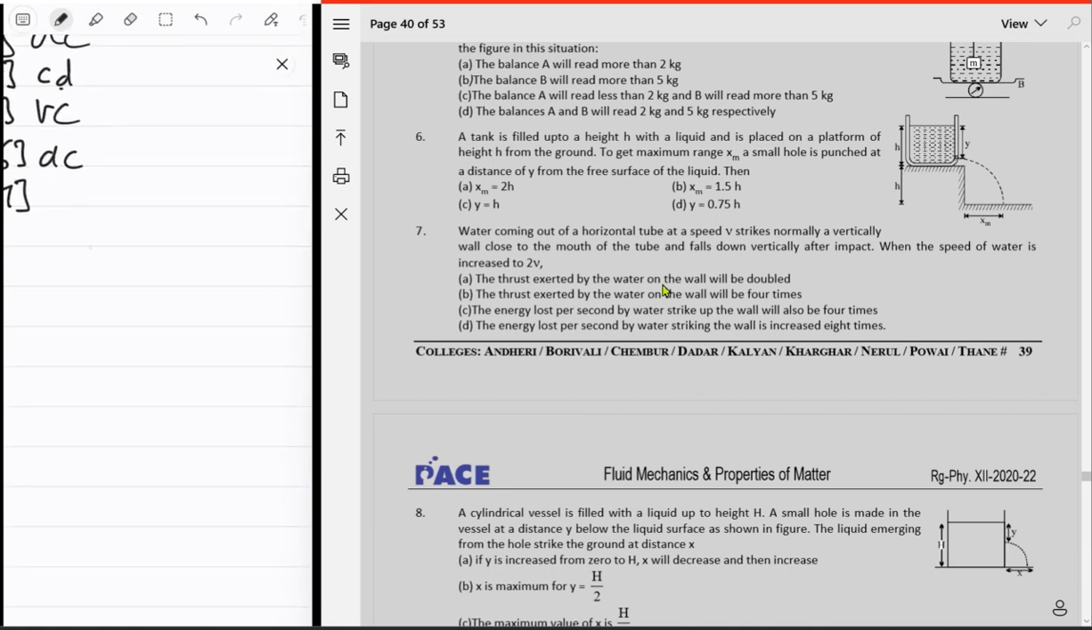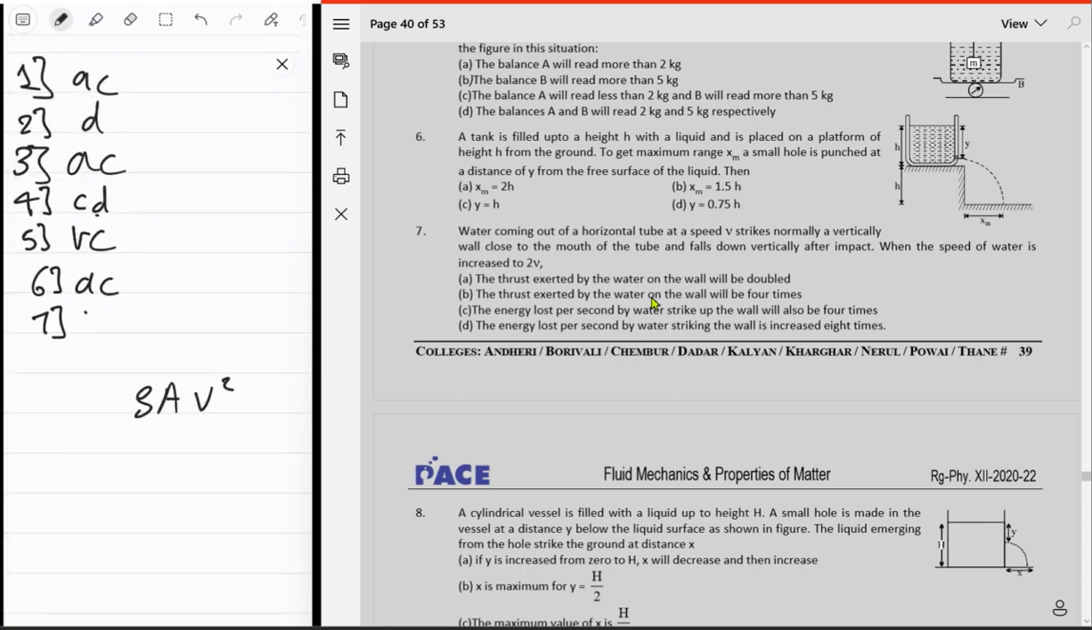It's m dot v, right? And that will be just rho a times v squared. But then the v squared thing is like 2gh or whatever. Oh, so just coming out. Ah, understood. When the speed of water is increased to 2v, that is 4 times. So the thrust exerted by the water on the wall is 4 times. So B is correct.